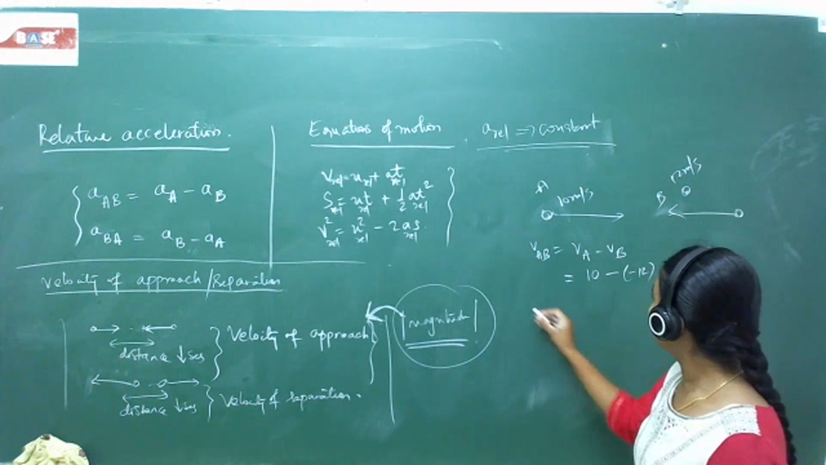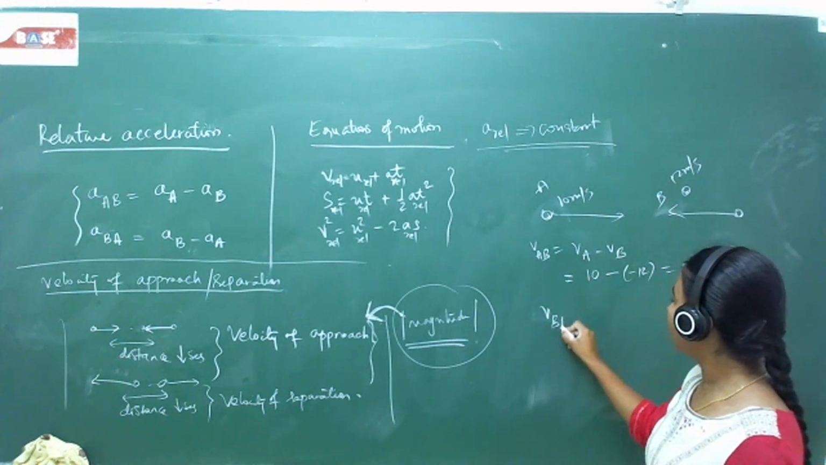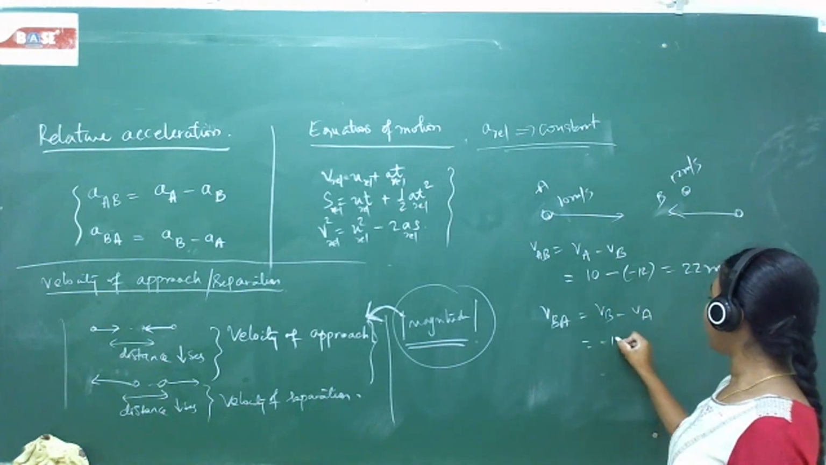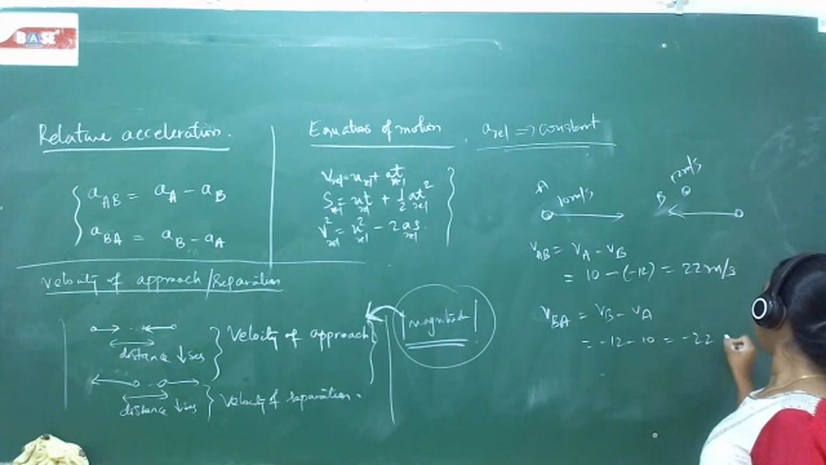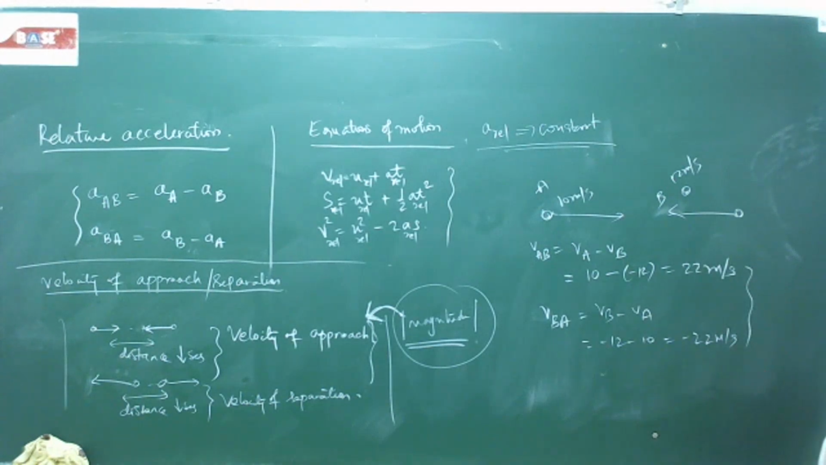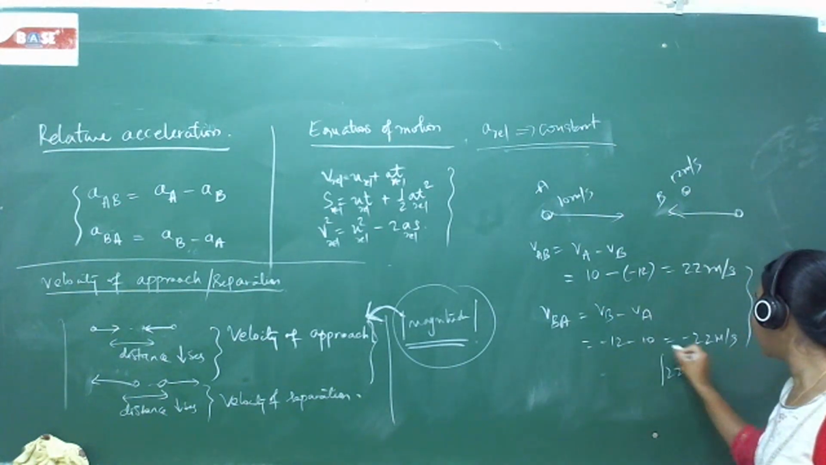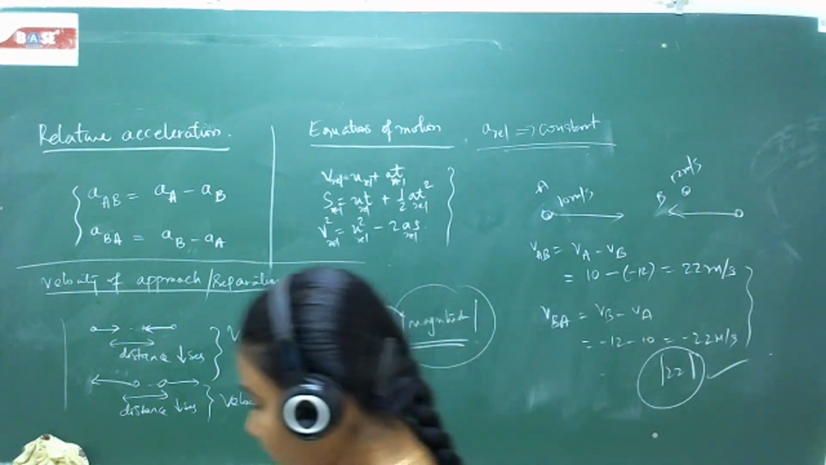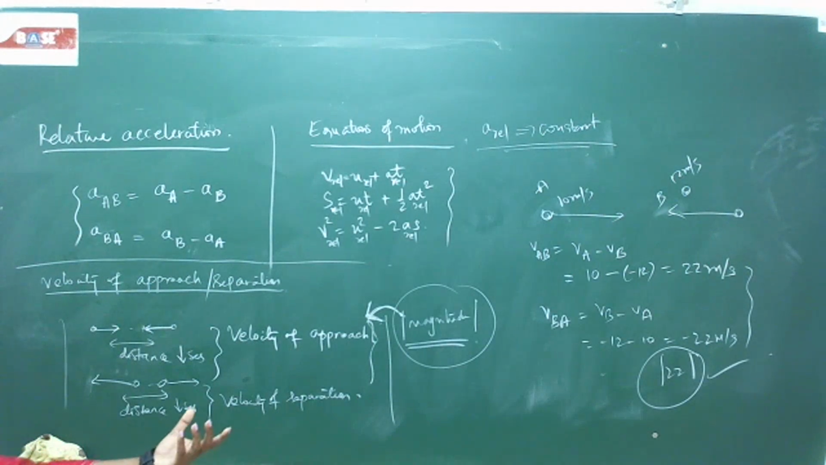Similarly, if you want to find B with respect to A, that is VB minus VA. This is minus 12 minus 10. That is minus 22 meters per second. So here, for velocity of approach or velocity of separation, we will take only the magnitude part. The magnitude will remain the same, right? Because both bodies are along the line joining.